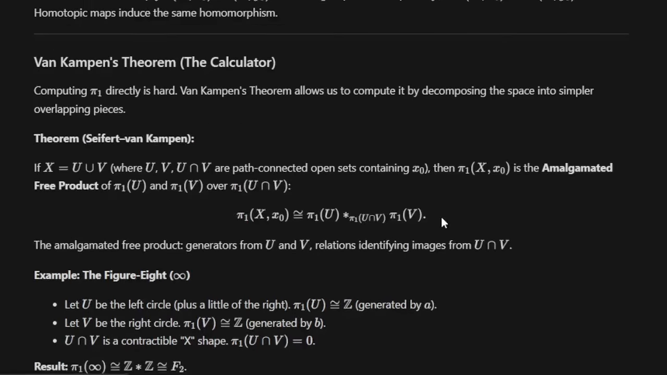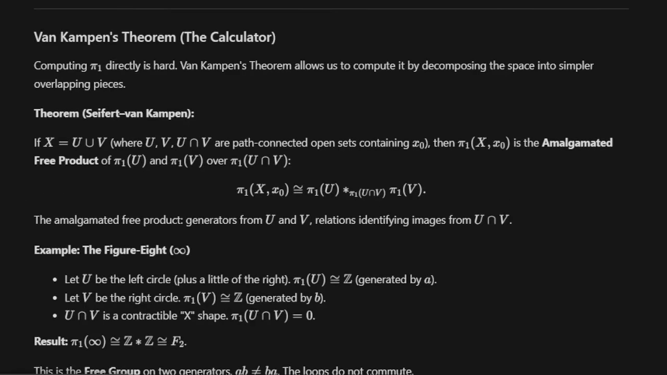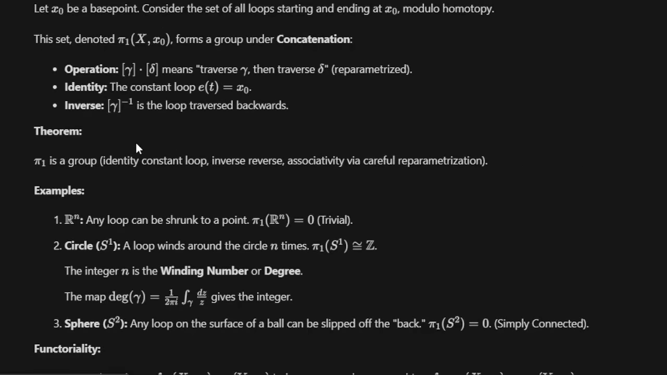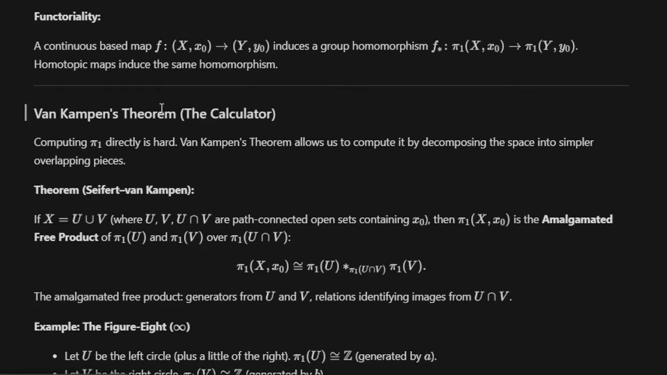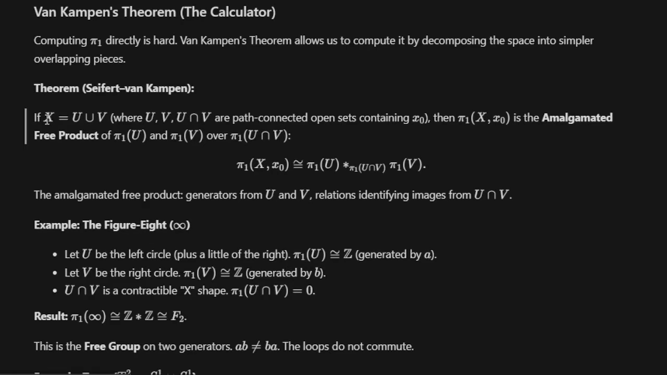Okay. Now let's look at something called the Van Kampen theorem. First of all, there's a problem, which is that the group structure is really hard to calculate. So this allows us to compute it by decomposing the space. It's like a computational trick. So let's say we have the topological space, and we want it to be defined as a union of some U and V, where U, V, and the intersection of U and V are path connected open sets containing the base point. All right.